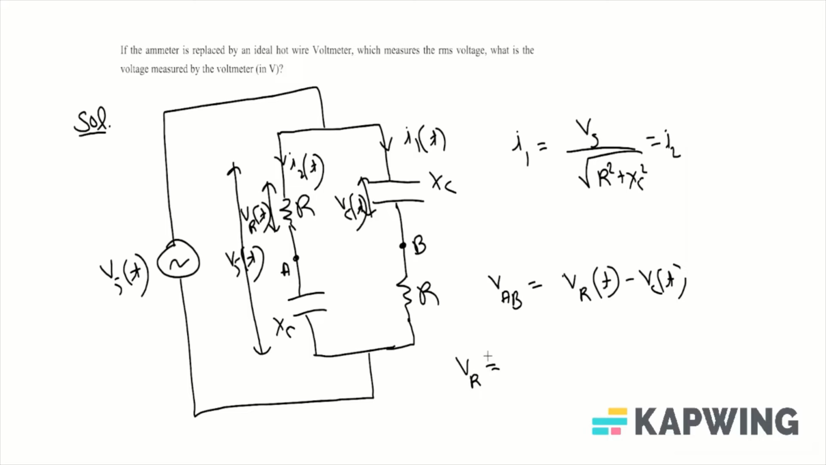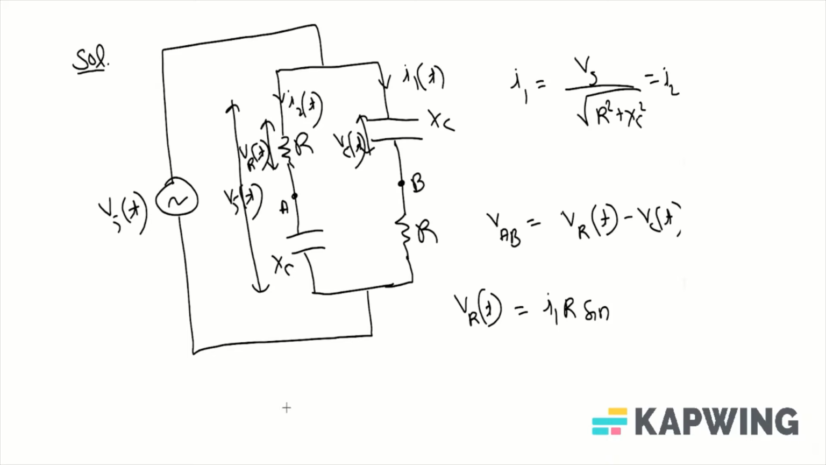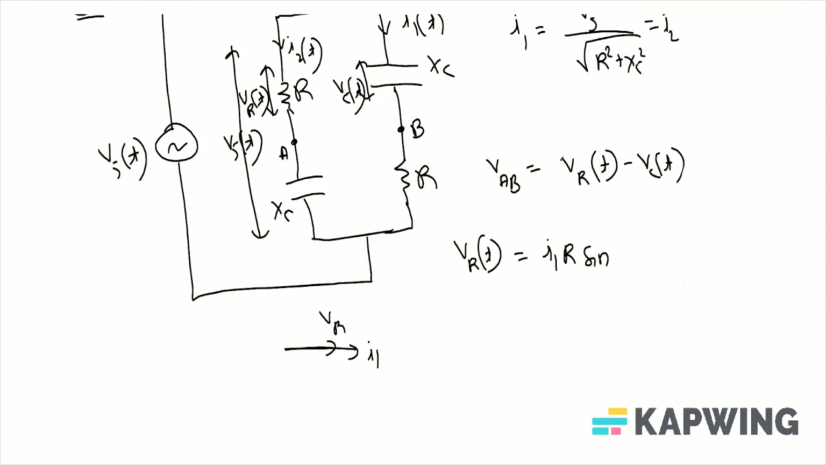Now the value of VR(t) as a function of time will be I1 or I2, because both have the same values, so I1 R into sine. Let's say the phase of this source is omega t, and let's draw the phasor diagram for any one branch. Then this is I1, this is the voltage across resistance VR, and the voltage across the capacitor is Vc, and their resultant will be Vs.